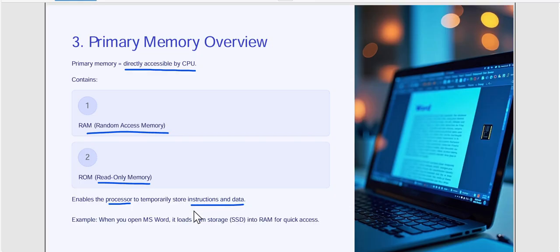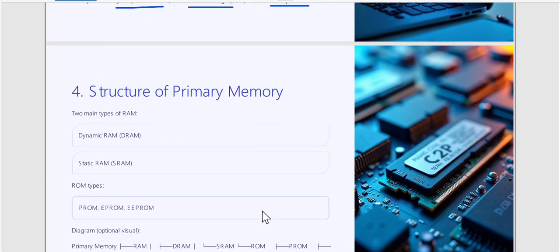temporarily store the instructions and data. Let's suppose we have an example: when you are opening MS Word on your phone or laptop, firstly it will load from the storage device, which would be an SSD, and then it will be transferred from the SSD to the RAM for quicker access. Until it is opened, it is in your storage device, or the secondary storage device, and as you start working on that application, it takes space from your memory, and that's RAM.